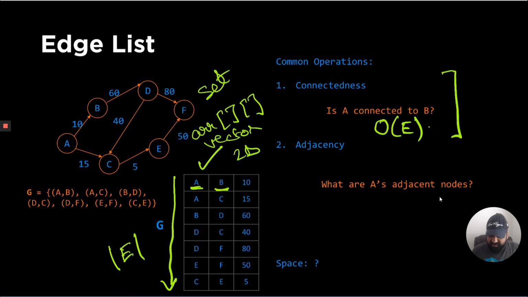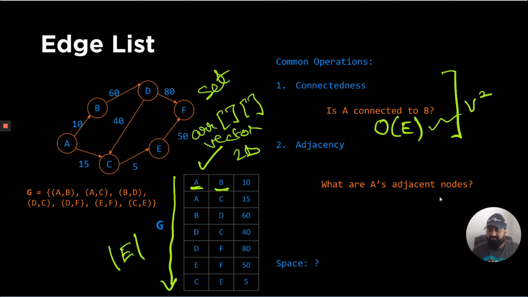We discussed when we were discussing the properties that this E is almost proportional to V square, because if the graph is well connected, and has V vertices, and A is connected to a lot of other nodes and the graph is dense, then this is proportional to V square. This is a really basic operation, and if it is taking O of E or V square time, it is not that good.